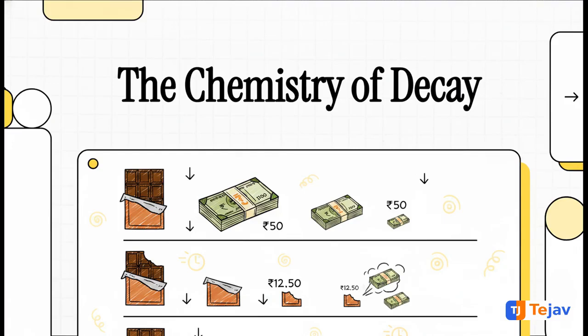Imagine you have 100 rupees, and every hour, exactly half of your money just disappears. Poof. After 1 hour, you have 50 rupees. Then after another hour, you're down to 25. Then 12 rupees and 50 paise. This endless halving process sounds kind of scary, right?